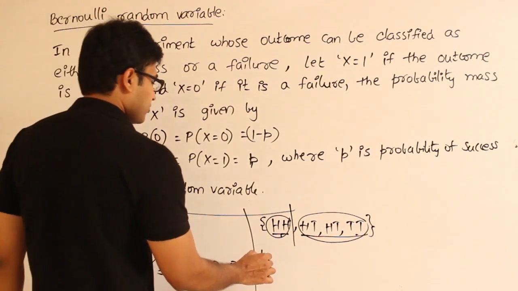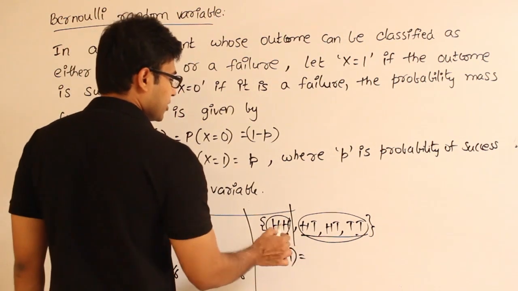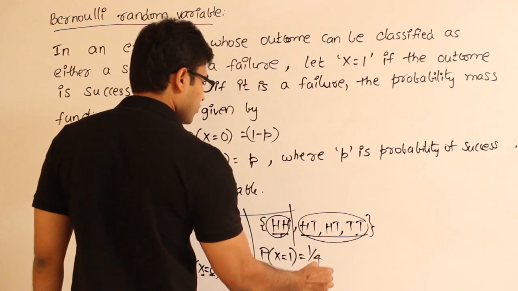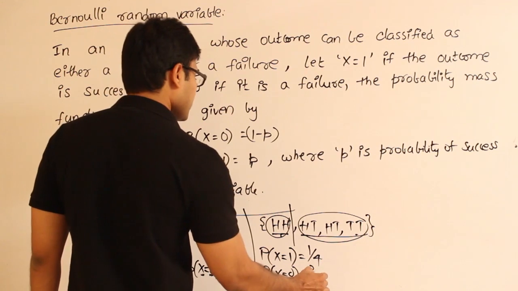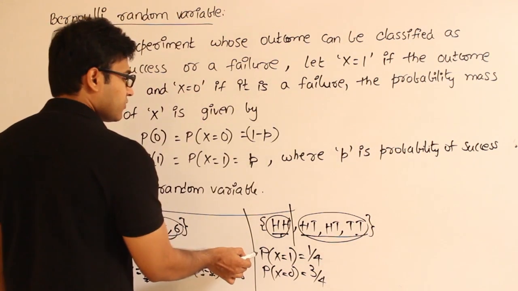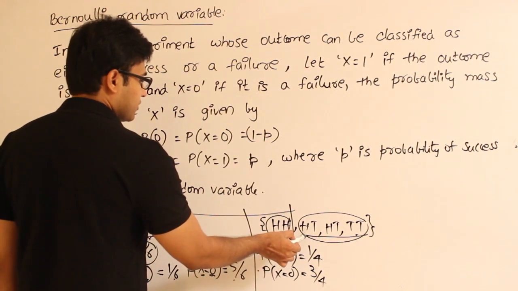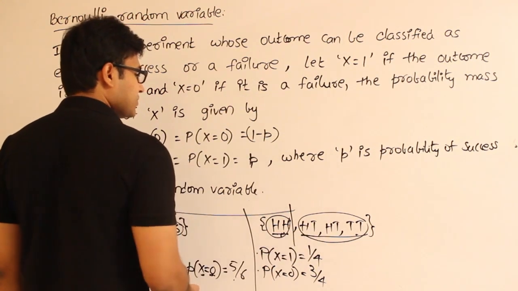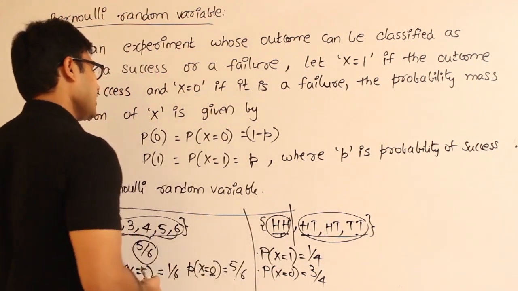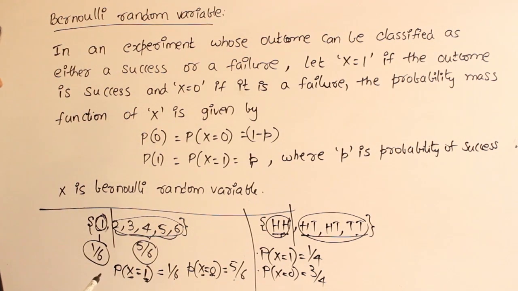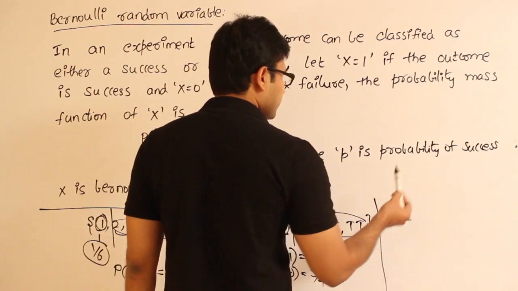Therefore, what is the probability that you will win? The probability of X equal to 1 is nothing but the probability of HH, which is 1 by 4. What is the probability of a failure? The probability of X equal to 0 is 3 by 4. Got it? And since we have defined a random variable for just two events, success and failure, and we have divided this entire sample space into two events and given these probabilities, it is called a Bernoulli experiment.